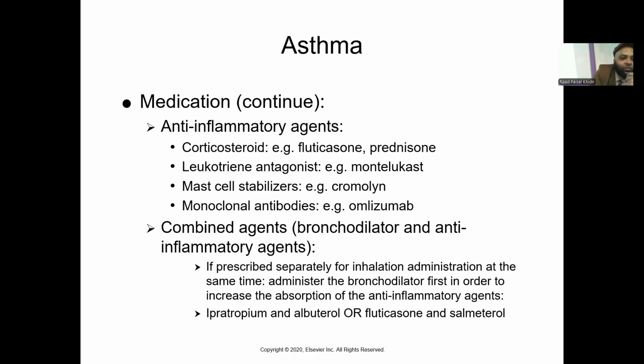You have corticosteroid, fluticasone, prednisone, leukotriene antagonist, montelukast, mast cell stabilizers, and the cromolyn. Combined agents, bronchodilator and anti-inflammatory agents. If prescribed separately for the inhalation administration at the same time, you have to administer the bronchodilator first in order to increase the absorption of the anti-inflammatory agents. Ipratropium and albuterol or fluticasone and the salmeterol. These are the combinations.